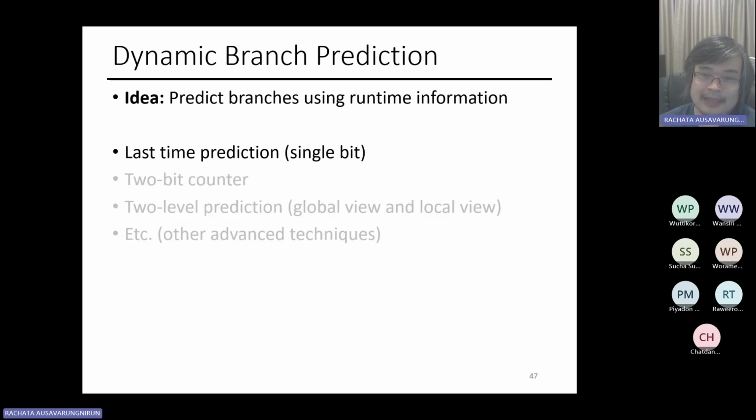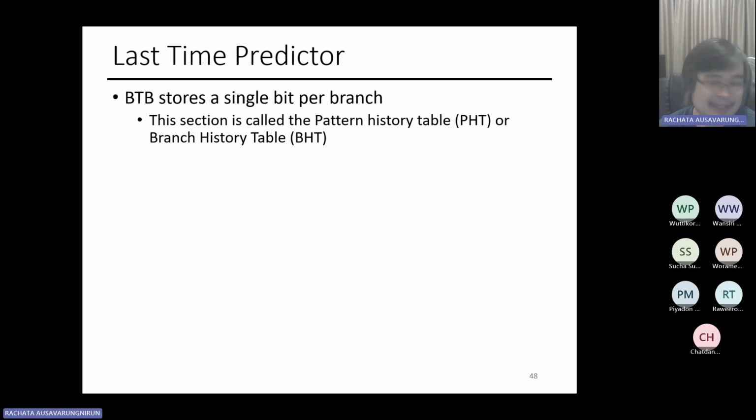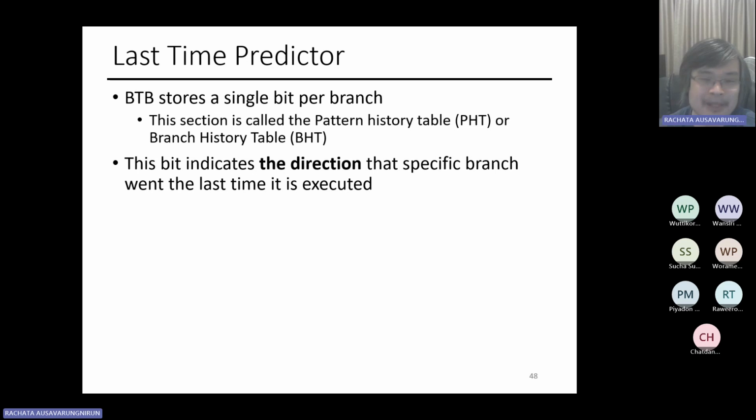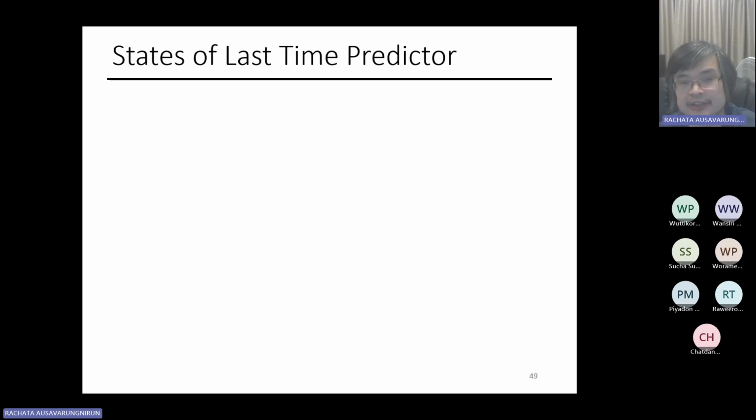All right. Last time prediction works like this. The branch target buffer stores 1 bit. What happened last time I saw this program counter? If I took the branch, I predict that this time I'll take the branch. If the last time I saw this branch I did not take it, I'll not take the branch. This is simple. Basically, I just predict based on what I saw. This bit will be 1 or 0, corresponding to the direction of that particular branch. What happened last time? Did I take the branch or not?